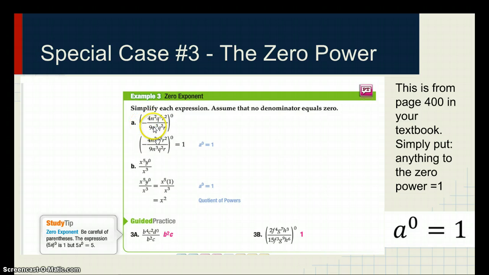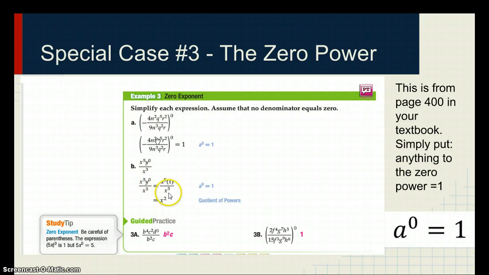They have this big, nasty mess of a monomial, but we look, there's the parentheses, and there's a 0. That means I'm going to take everything on the inside to the zero power, and the zero power of everything is 1. You multiply anything by itself 0 times, you get 1. Okay? Now you see this example here, x to the 5th, y to the 0 over x cubed. Well, x to the 5th stays the same, but y to the 0 power is just 1, so we replace that.